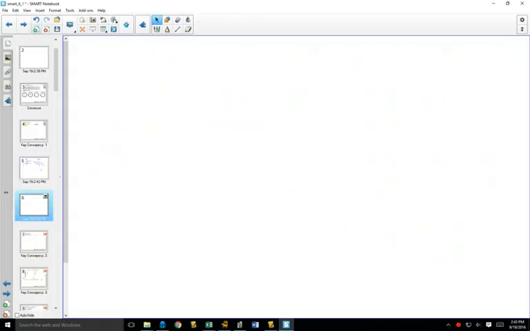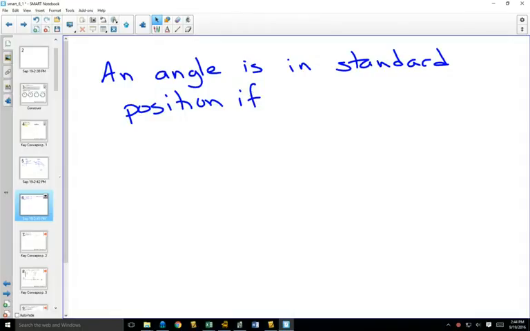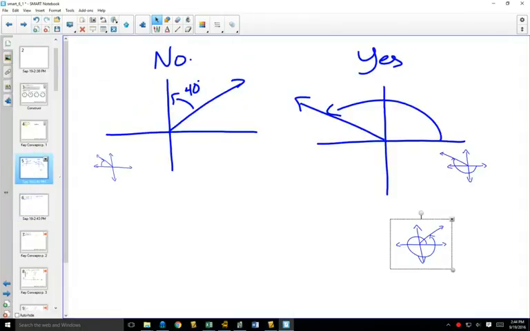So off to the side, we're going to start and put a definition. An angle is in standard position if. Now we have to look back here. If what? How do we describe the difference between the yes ones and the no ones? How do we describe the definition of something being in standard position?